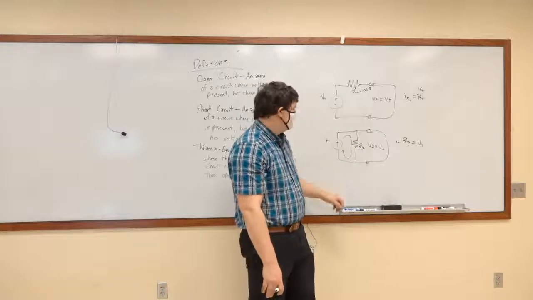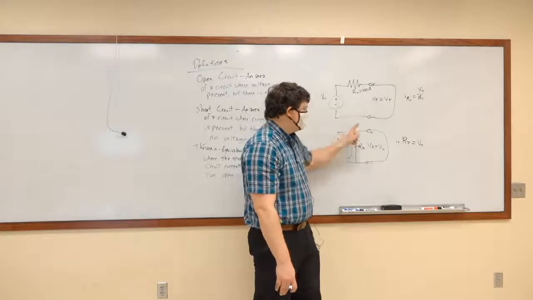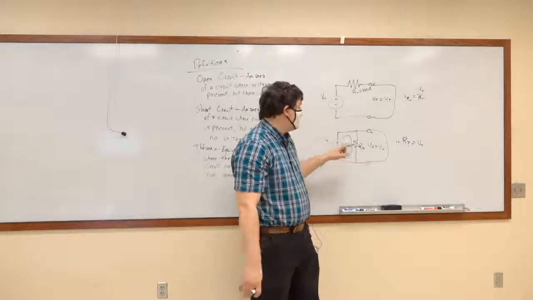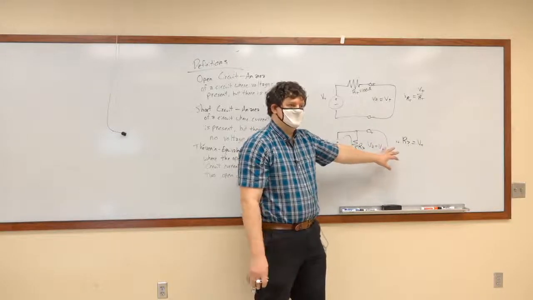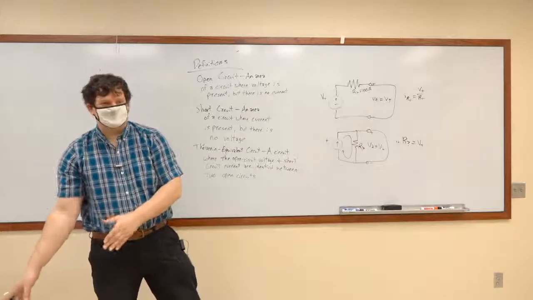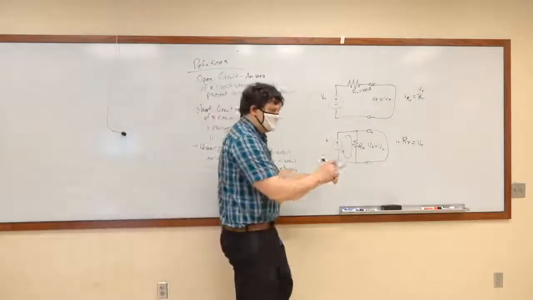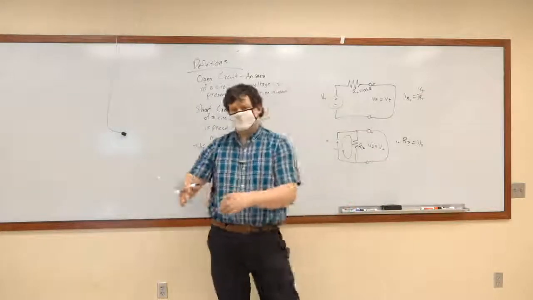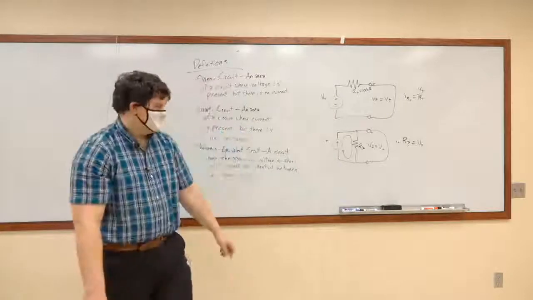So it'd be all IT on the outside loop. Yep. None on the inside loop. Why? Because there's no resistance. Current favors no resistance. Voltage favors resistance. Current favors no resistance. Okay?